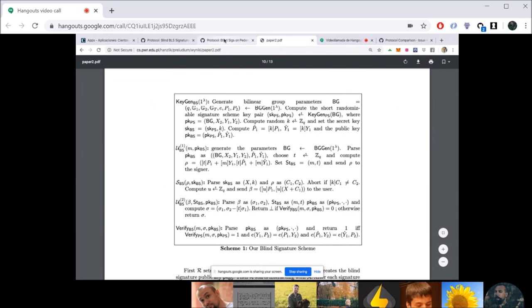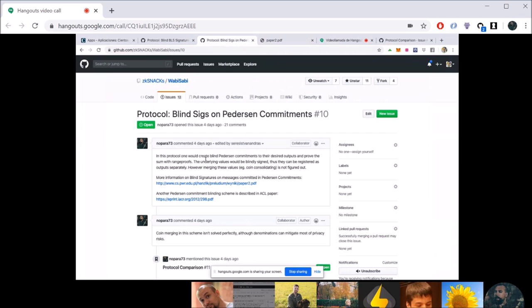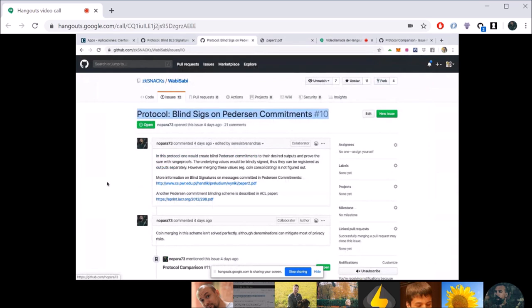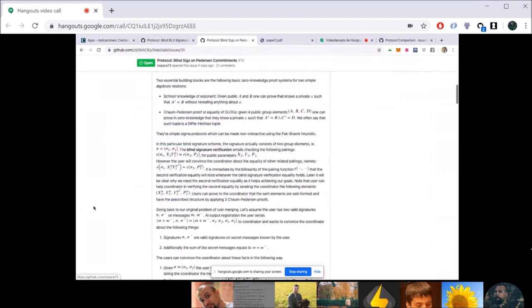Like here, this is additive notation, somewhat different than the previous notation. Don't get intimidated. So basically here, this is the message which is committed in a Pedersen commitment, and at the end of the day, we will have a blind signature on this message without letting the coordinator know what she was signing. So we have input UTXO splitting for free, and then we were creating some zero-knowledge proof systems to allow us to do the merging. But I don't think it's that important because it would be too long, and I don't want to waste your time. You can see all the discussion here on blind signatures, on Pedersen commitments, issue number 10. Yeah, here's the protocol which achieves this merging.